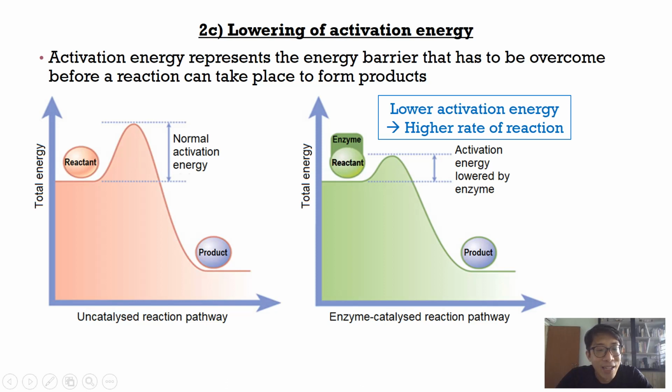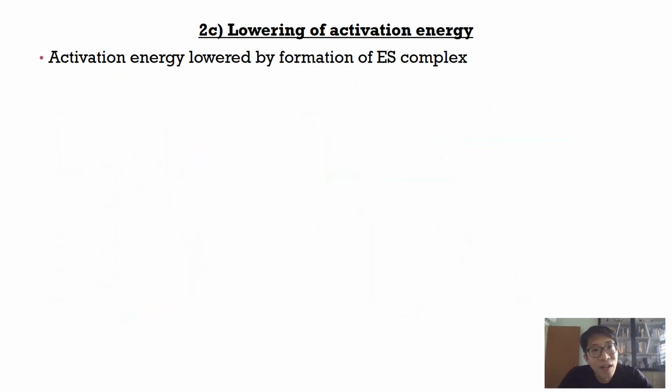So the higher the activation energy, the harder it is for the reactant to interact and form the product. So when the enzyme lowers the activation energy, it is easier for the reaction to occur, which means that the rate of reaction would be increased. So how does the enzyme lower the activation energy? It is lowered by the formation of the enzyme-substrate complex.